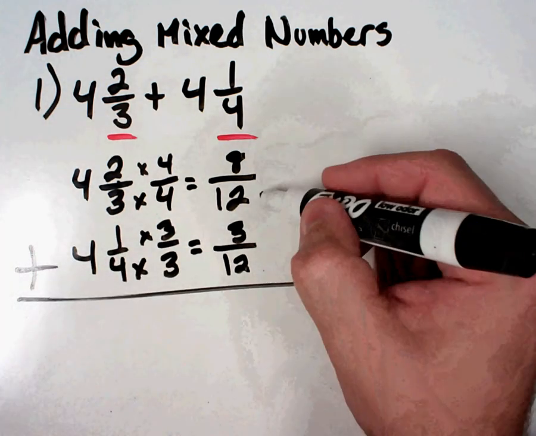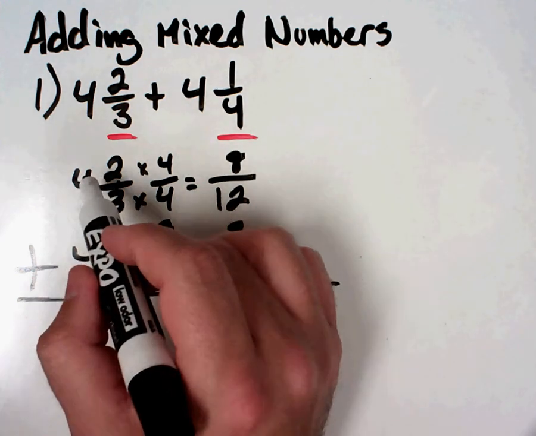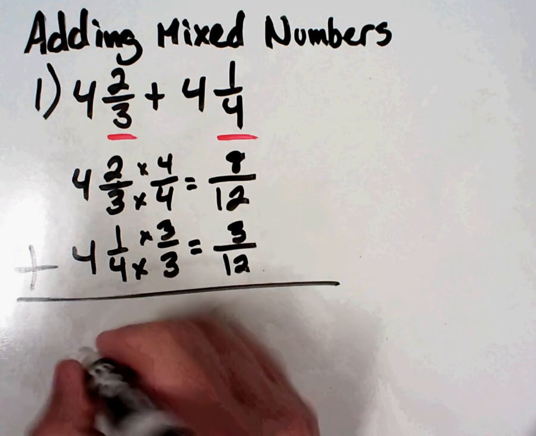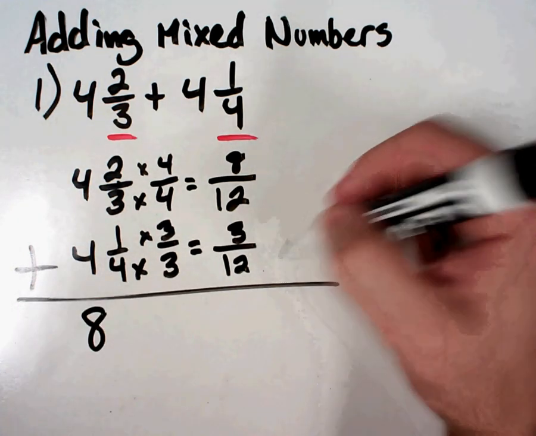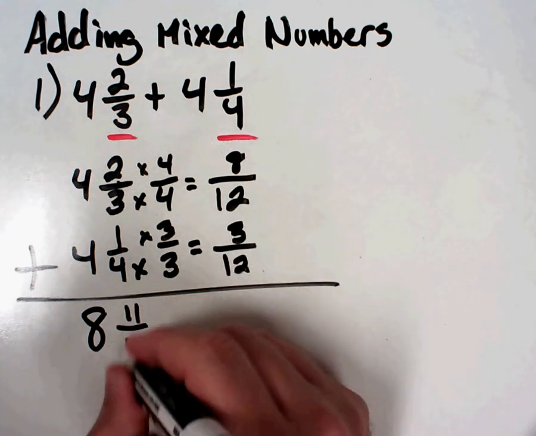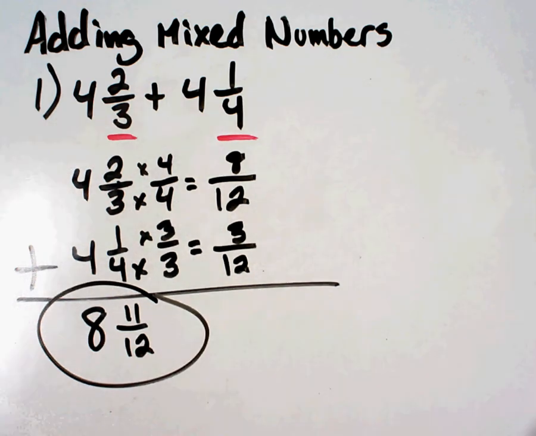So I've got 8/12. Actually, let's start with the whole numbers. Let's add the whole numbers first, just so I don't forget about them. So 4 plus 4 is going to give me 8. And then 8/12 plus 3/12 gives me 11/12. And that will be my final answer.